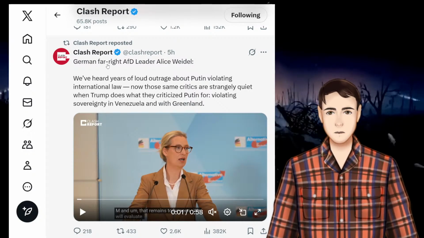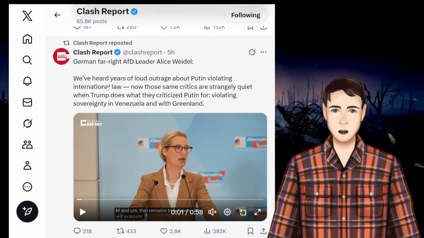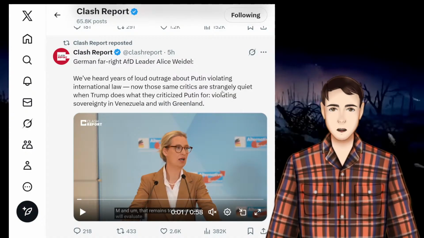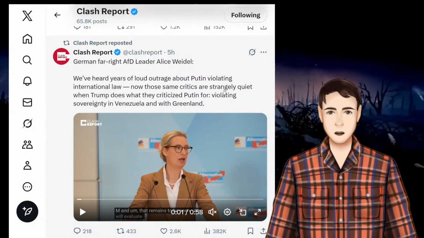What's Alice Weidel have to say? We've heard for years loud outrage of Putin violating international law. Now the same critics are strangely quiet when Trump does what they criticize Putin for, violating sovereignty in Venezuela with Greenland.